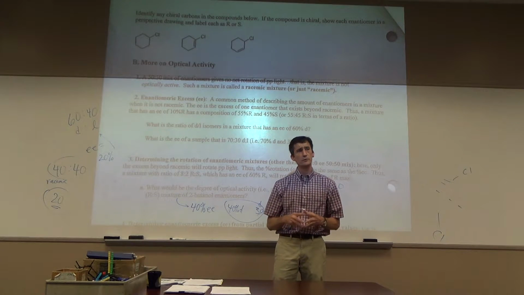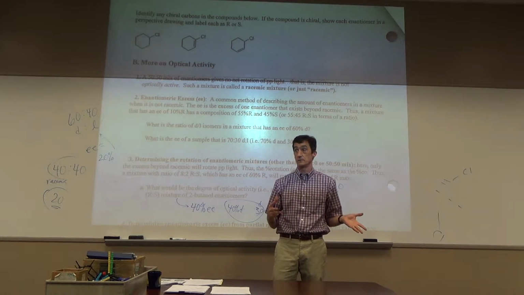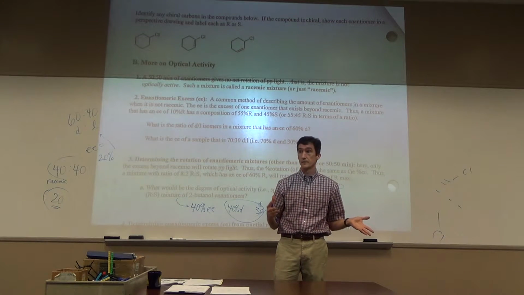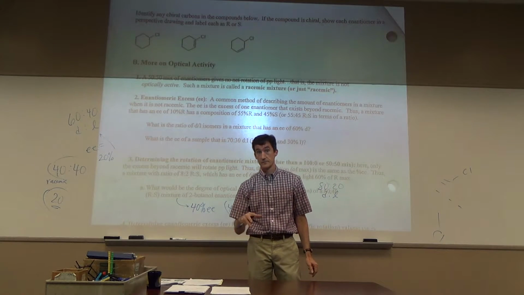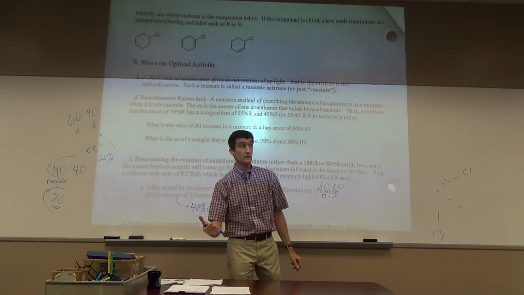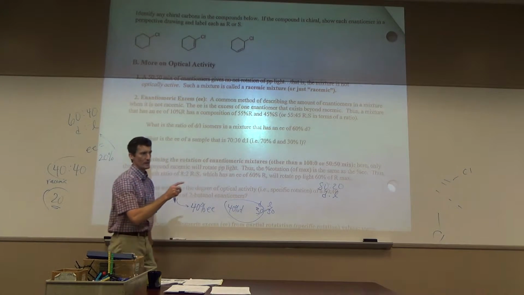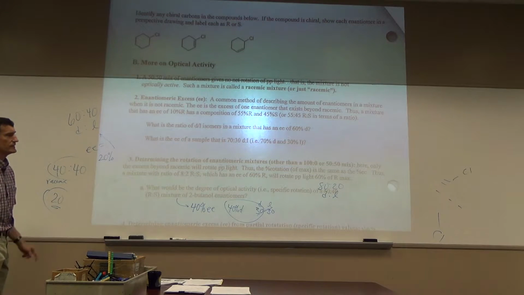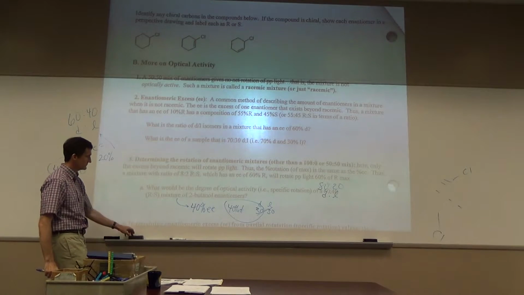But what if I do polarimetry and instead of negative 32.9, I get negative 10? Small d. I do have more D, but what's the percentage? What's the EE? Because that's a common term. 10 over 32. I'm not sure. Let's see. This is how you do that.